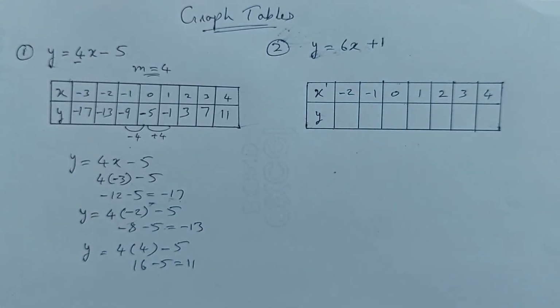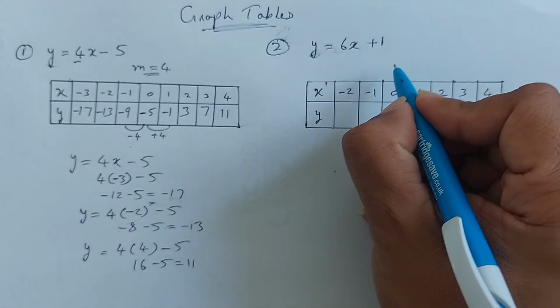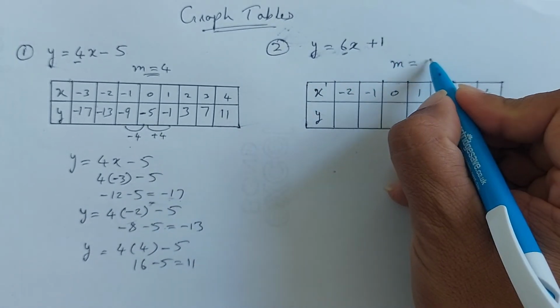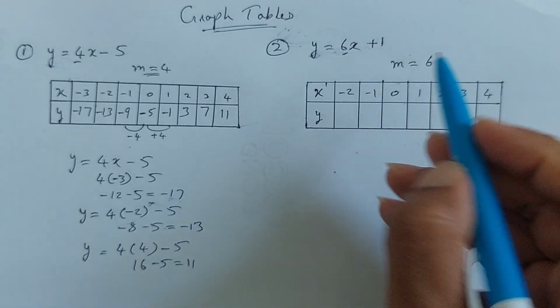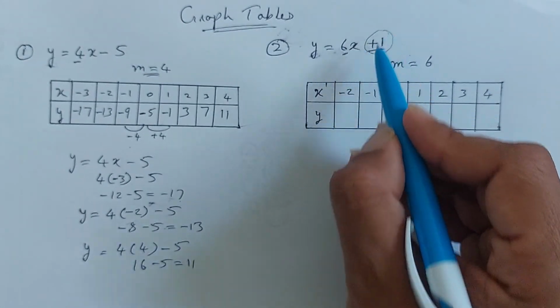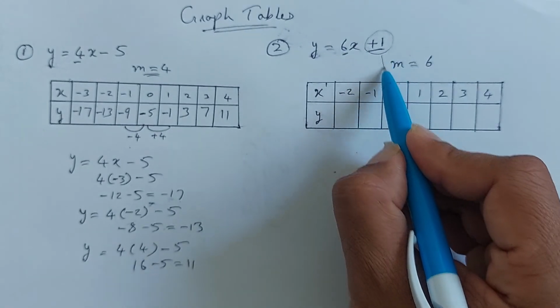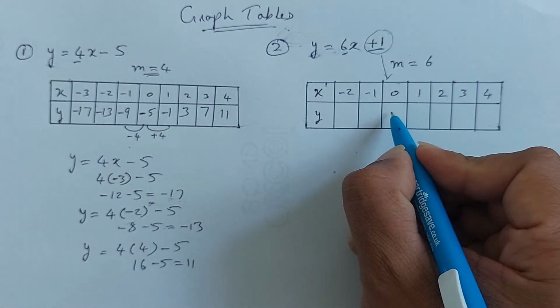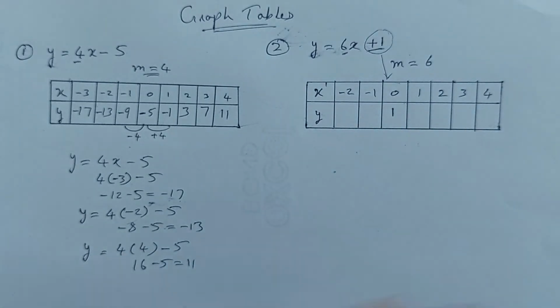So let's work out our gradient. First, what is our gradient? Our gradient is 6. Whatever is with x, that is our gradient. And the y-intercept is -1. That y-intercept goes straight to the place of 0. Simple. That's the first step. No issues with that.